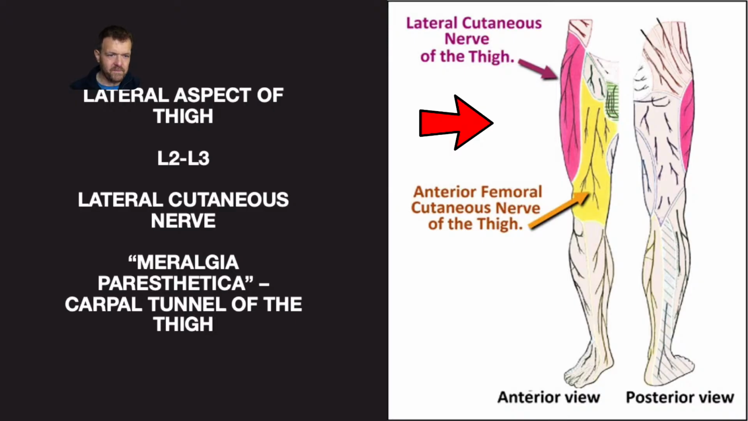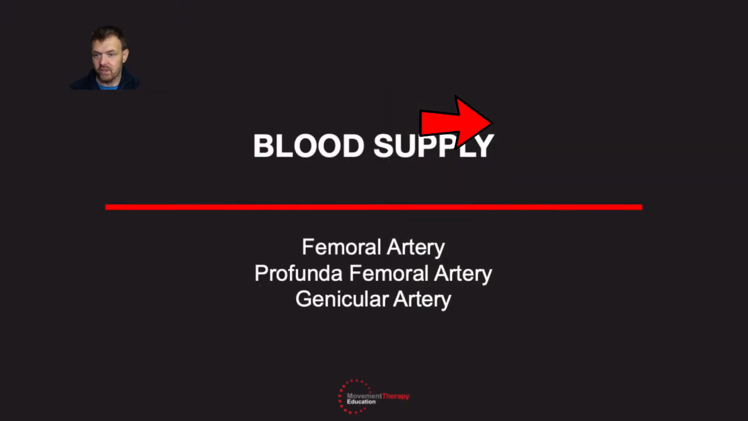Hopefully that was useful. And then we're on to the blood supply. So last bit of the knee, and then we'll move on to the hip next week. So your arteries around the knee, where they come from is the femoral artery, and we've kind of talked about that a little bit already.